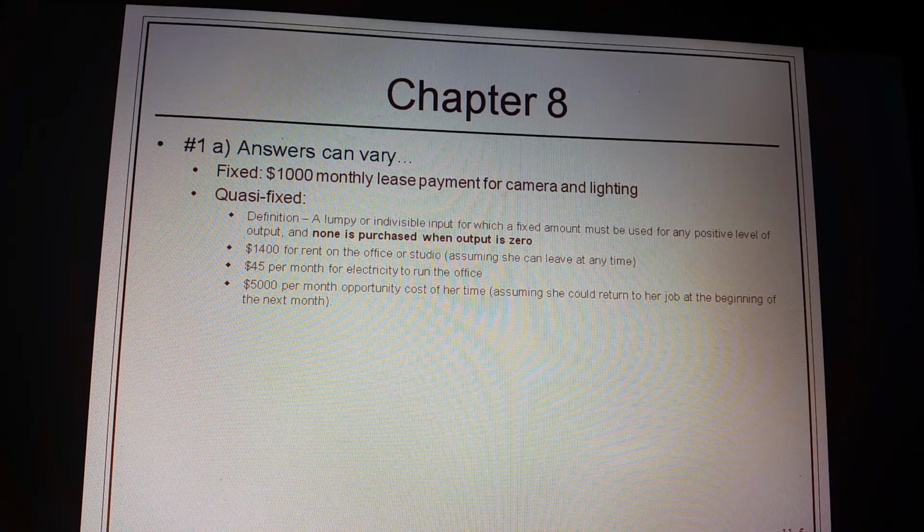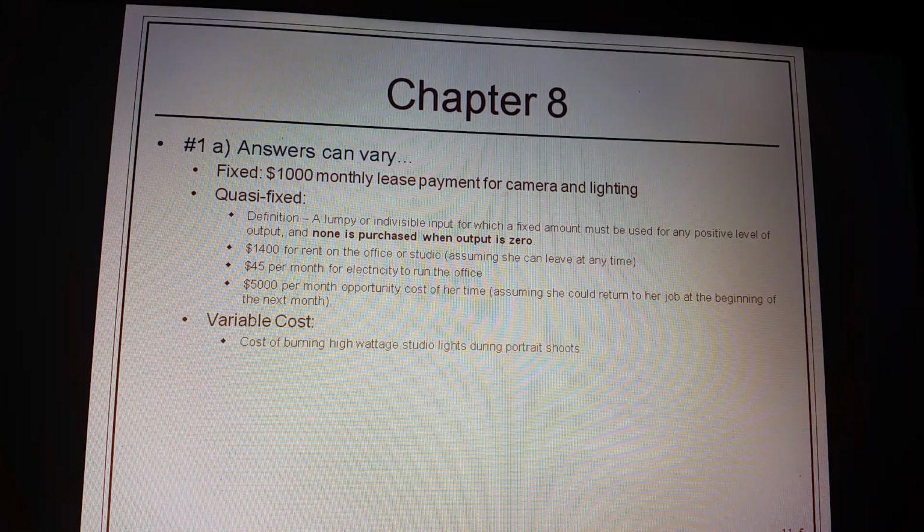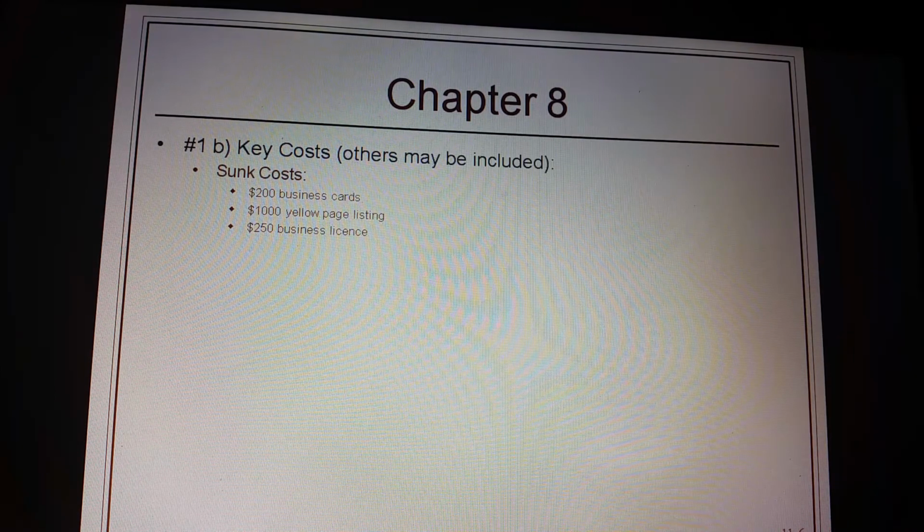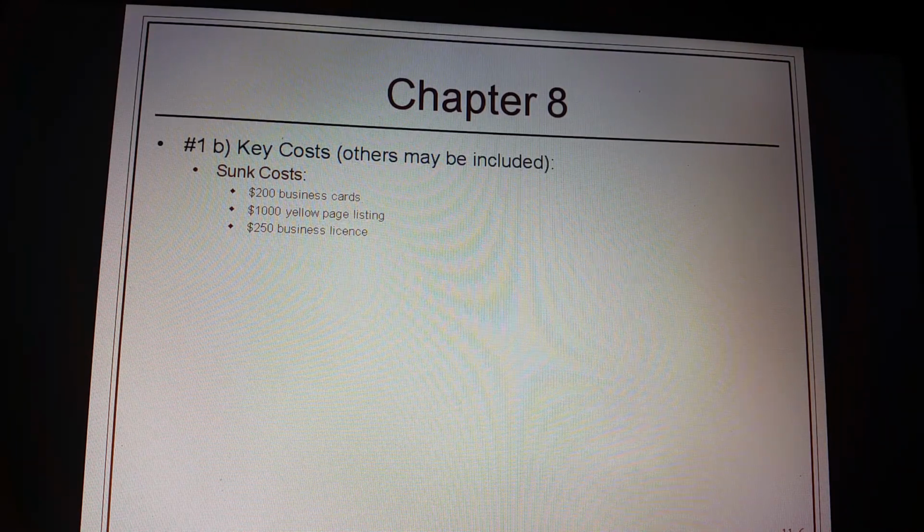These would be $1,400 for rent on the office or studio, $45 per month for electricity, and $5,000 per month opportunity cost of her time. Now, you may have placed some of these in either variable or fixed, and depending on how you do that, I'm going to have to read through how you went about that. The variable cost, according to the book, would be the cost of burning high wattage studio lights during the portrait shoots.